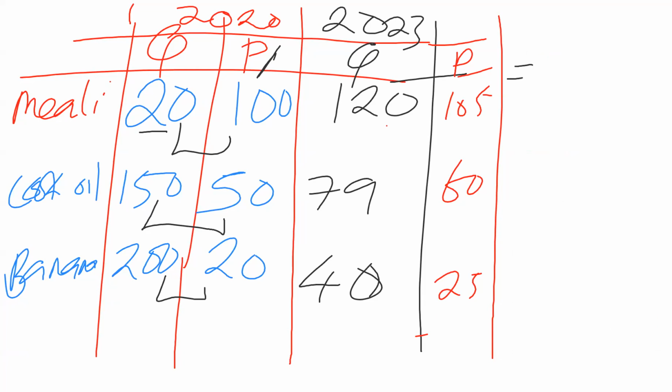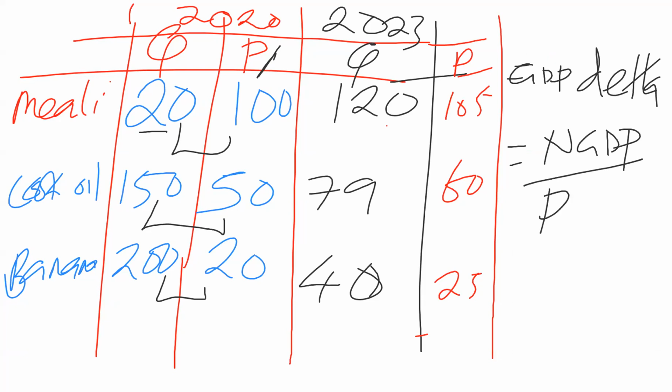So to find the GDP deflator, GDP deflator is equal to nominal GDP divided by what? By the real GDP times what? 100. Is that clear? This one is a price deflator as well. It's an index. Okay?